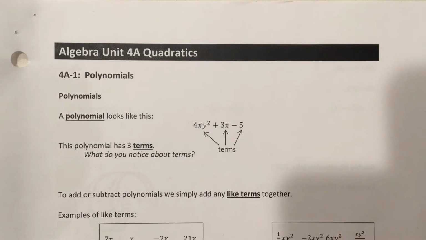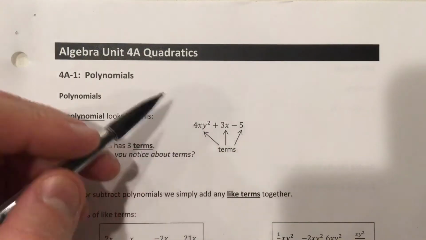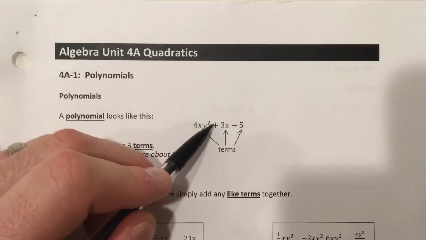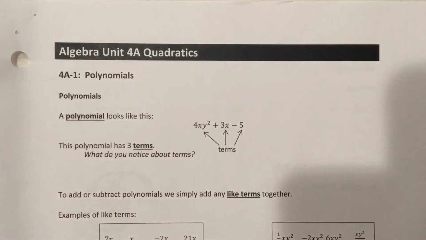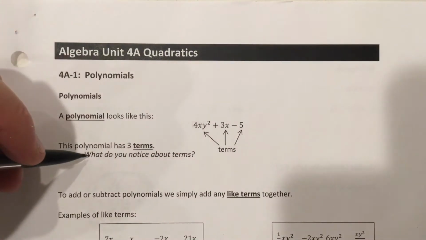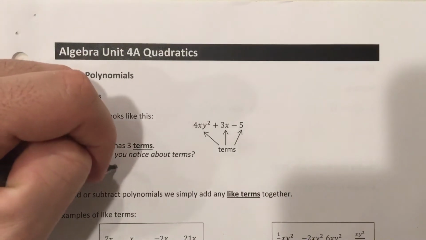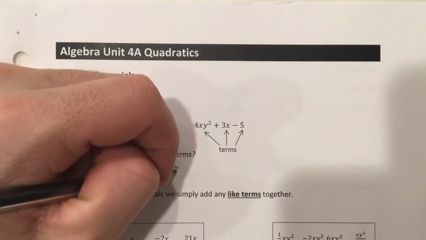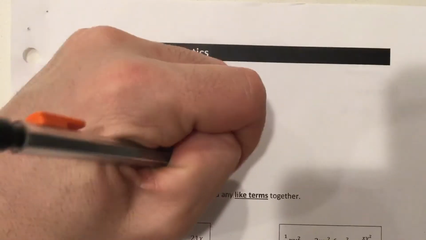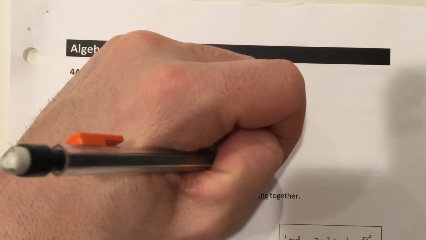What do you notice about the terms? Well, you should notice that terms are separated by a plus or a minus. So there's multiplication here, but that's still making one term. The next term comes when there's a plus sign or a minus sign. So what do you notice about terms? Terms are separated by a plus or minus.